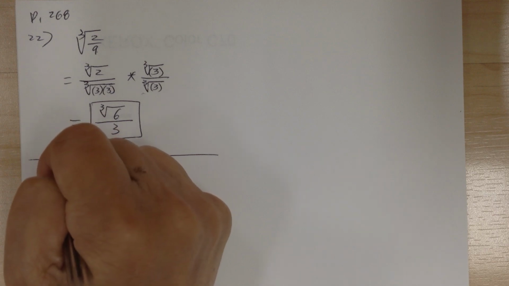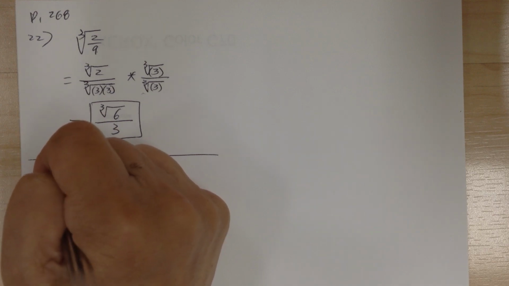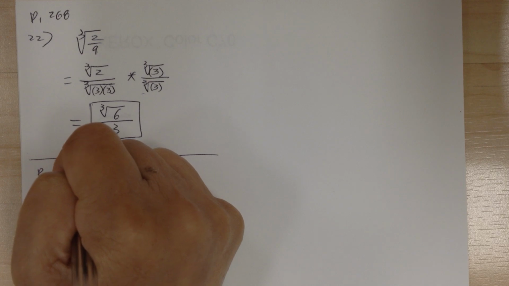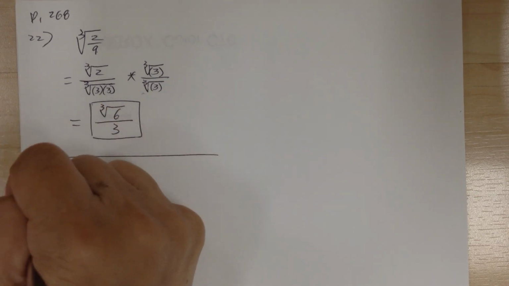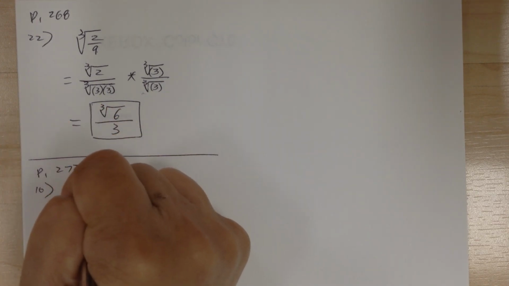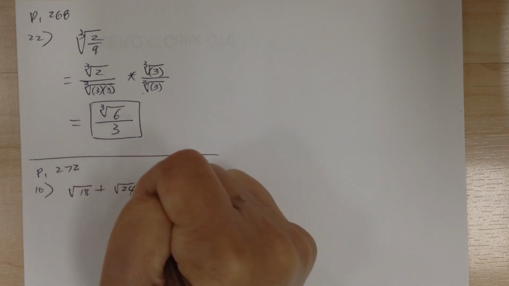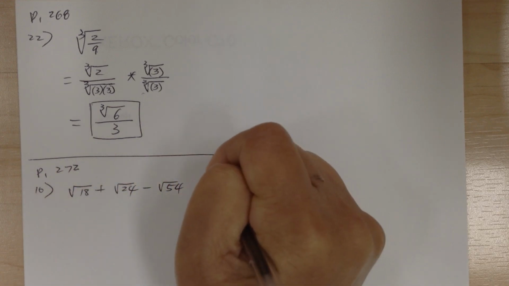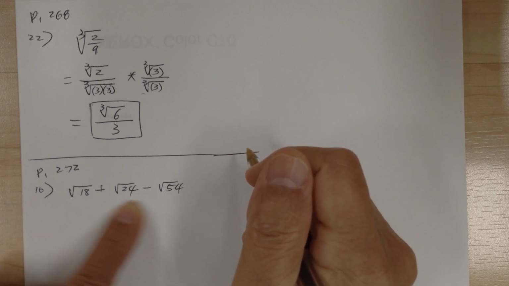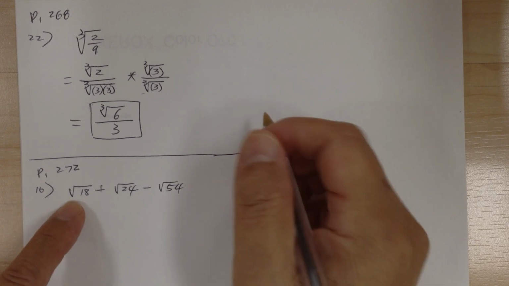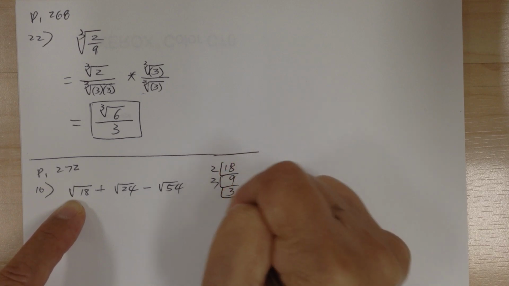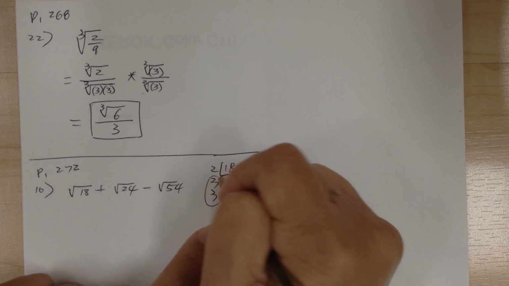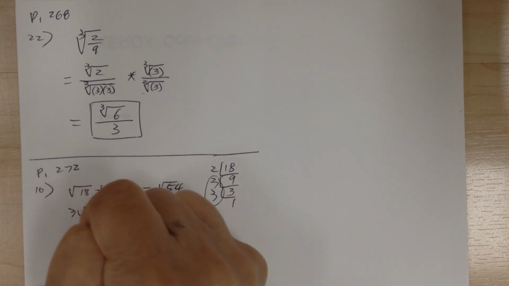Okay, next one, let's go to page 272, and let's do number 10. You have the square root of 18 plus the square root of 24 minus the square root of 54. You need to have the same radicand to add or subtract. So you need to go off to the side. So 18, you can divide by 2, divide by 3, divide by 3. So this will equal 3 square root of 2. So you have to simplify each one.